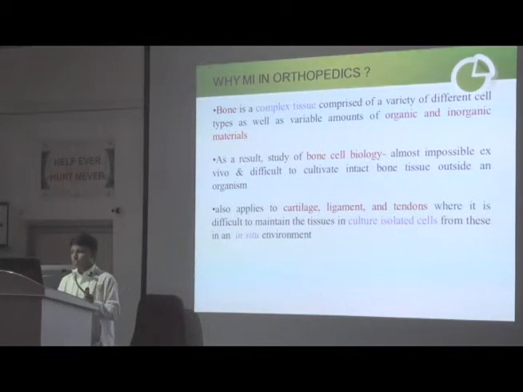Bone is a complex tissue comprised of a variety of different cell types as well as variable amounts of organic and inorganic materials. As a result, the study of bone cell biology is almost impossible ex vivo, and it is difficult to cultivate intact bone tissue outside an organism. It also applies to cartilage, ligaments and tendons, where it is difficult to maintain the tissues in culture or isolate cells from them in their in situ environment.